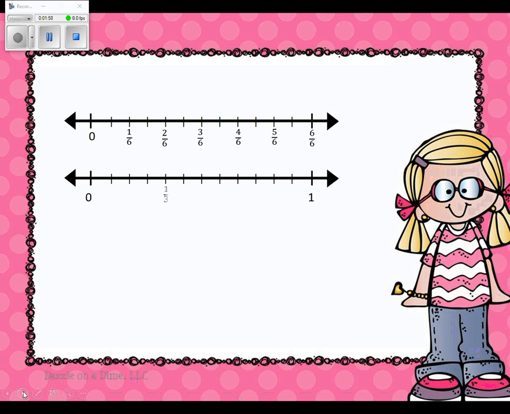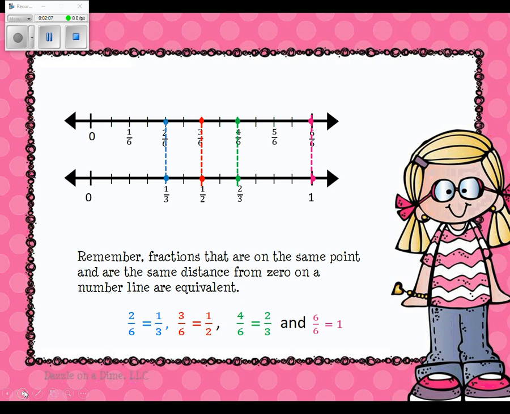So this one's going to show the thirds. Remember what I told you? And there's the half, and there's the 2/3 that I went through before, actually drawn out for you. Remember, fractions that are on the same point and are the same distance from 0 on a number line are equivalent. We haven't really talked about those quite as much except for the 1/2 and the 2/4. So this is a great way to see equivalent fractions as well without drawing shapes.